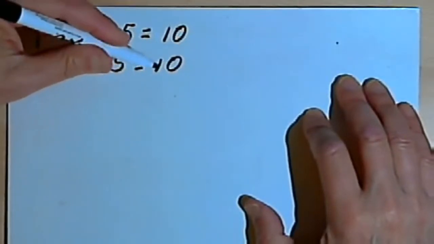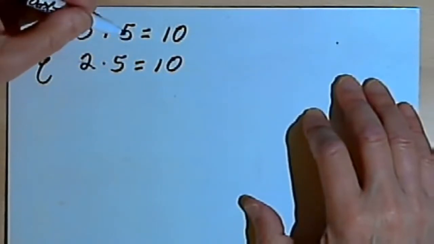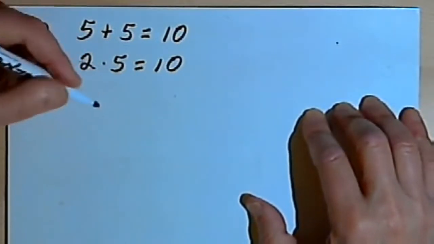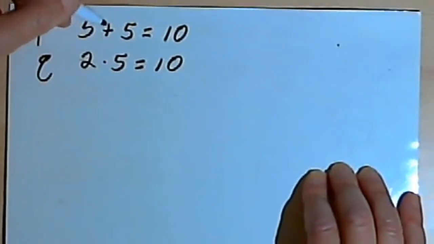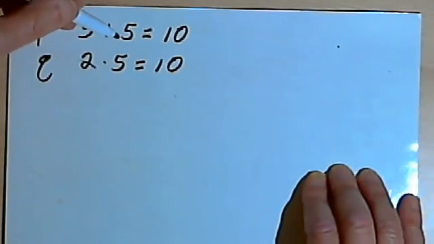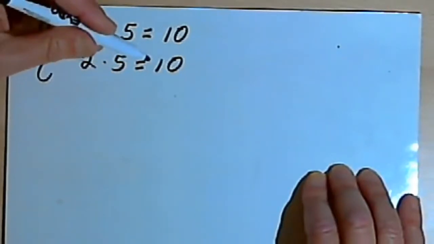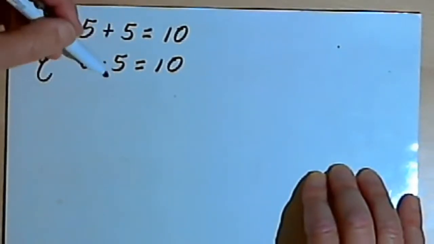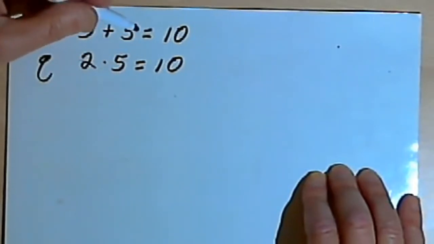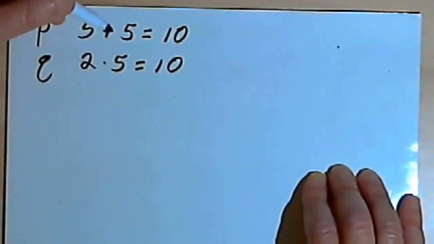If 2 times 5 equals 10, then 5 plus 5 equals 10. Now if I take both these statements and reverse them, it's the same result as the conditional statement. This is what we call a biconditional statement. We can say 5 plus 5 equals 10 if and only if 2 times 5 equals 10, or in other words, 2 times 5 equals 10 if and only if 5 plus 5 equals 10.